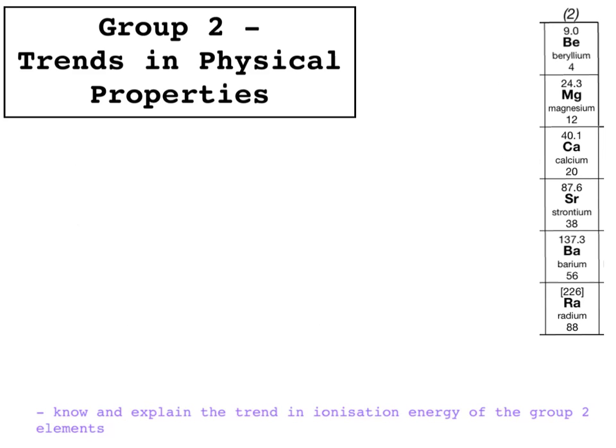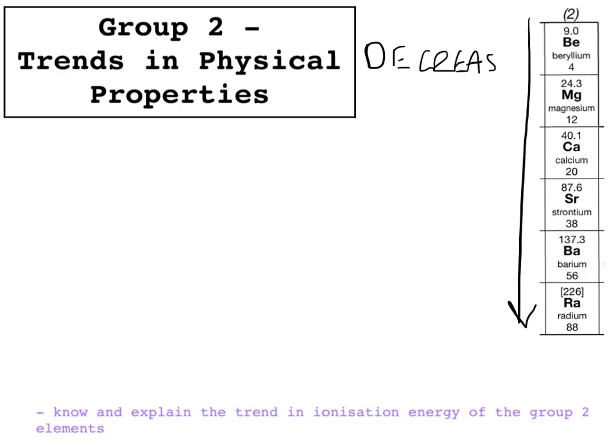The trend in ionization energy, that is the opposite. That decreases down the group. If you just remember what the ionization energy is, it's the amount of energy that's needed to remove a mole of electrons from a mole of gaseous atoms.